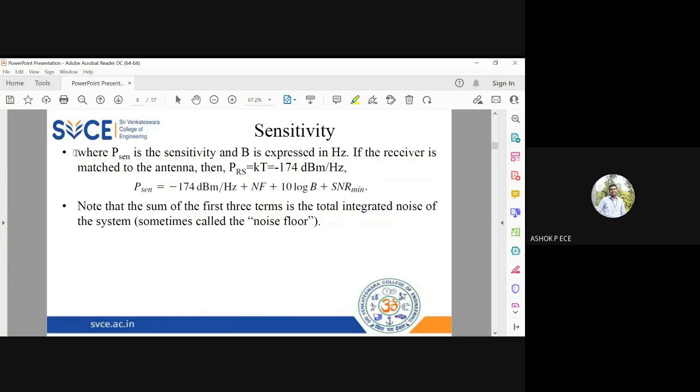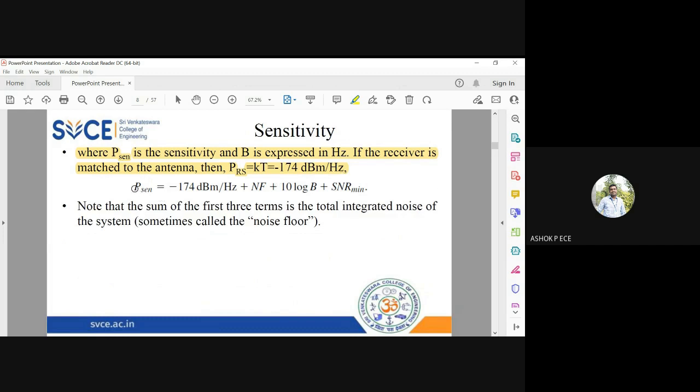Considering the receiver is matched to an antenna, the noise is going to be because of thermal noise. So assume that the power from noise is kT. k is the Boltzmann constant, and T is the room temperature. You get the noise figure as minus 124 dBm per hertz.